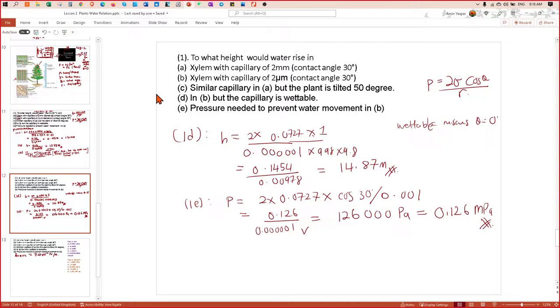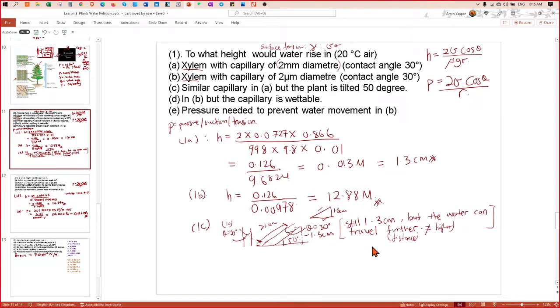Okay, any question so far? Can you follow the calculation? The calculation is quite straightforward. Okay, is everybody okay? For question 1C, the answer is still 1.3 centimeter. But you need to tell that the water can travel further like this. The height of the water, from the ground to the tip of the meniscus, is 1.3 centimeter. But the distance the water has traveled from the ground all the way to this point, this slanting side, is the hypotenuse, okay? Since this is the hypotenuse, of course, this is going to be more than 1.3 centimeter. That's why we say water can travel further. Just that.